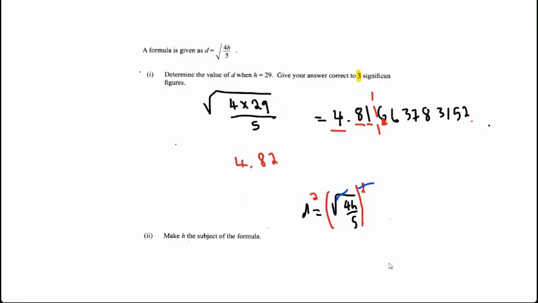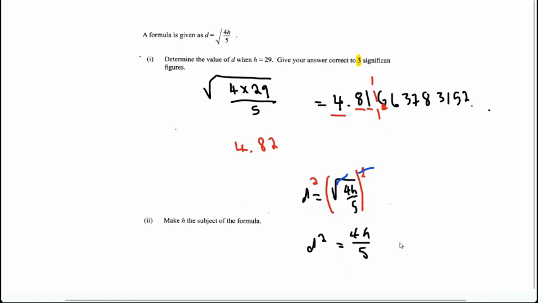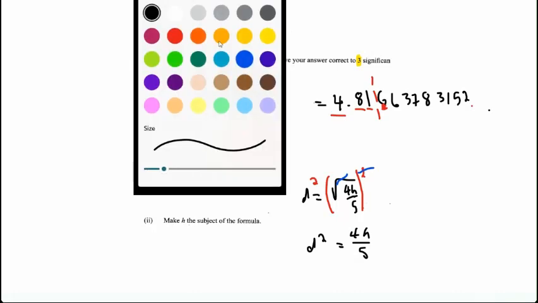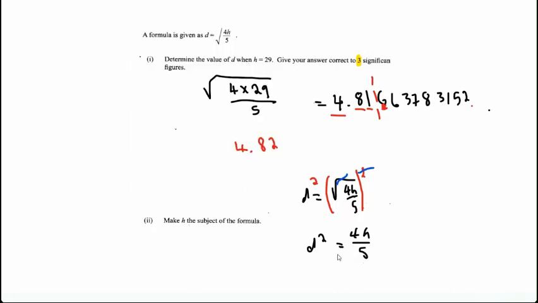And our next line would be d squared is equal to 4h over 5. Now to get beyond this, we need to get rid of this 5 in the denominator. So we're dividing by 5. So to move it, we multiply both sides of the equation by 5. So we'll have d squared times 5.